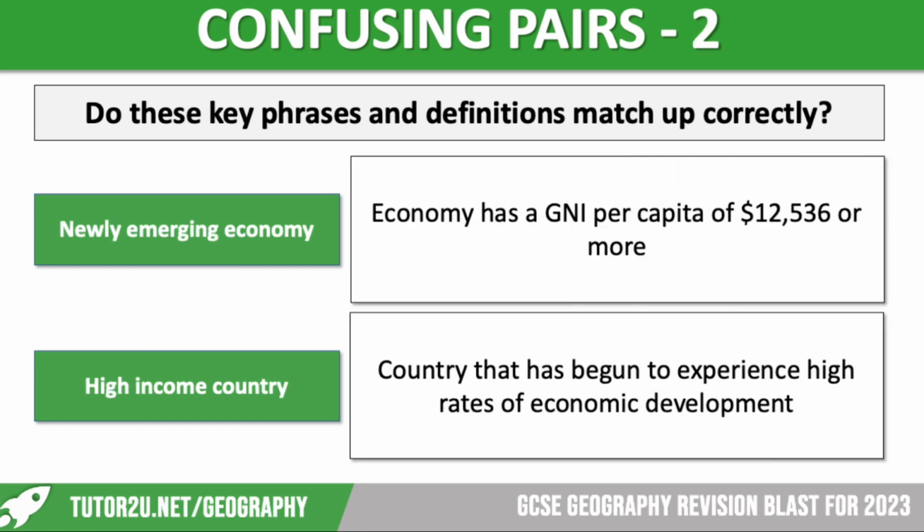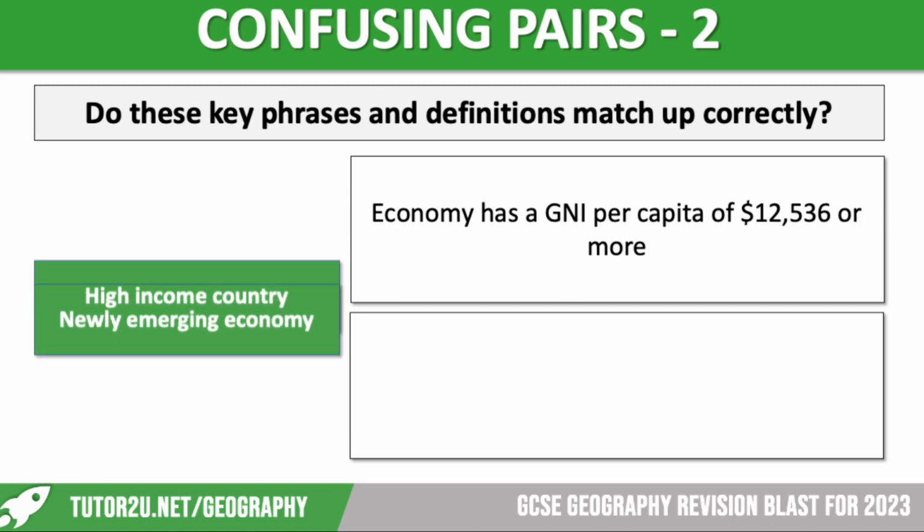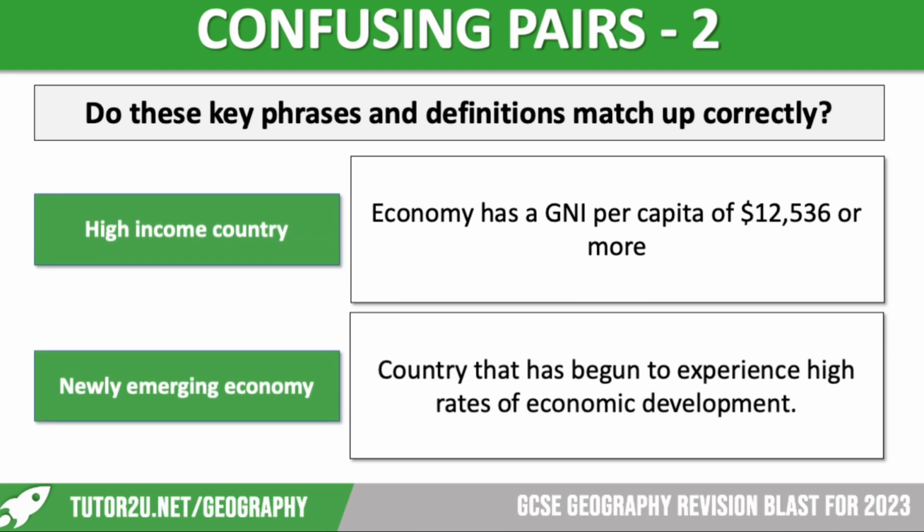Right, number 2. Newly emerging economy: economy has a GNI per capita of 12,536 or more. High income country: a country that has begun to experience high rates of economic development. Now, are they correctly matched up this time? Okay, what do we think? Yes or no? Let's reveal. No, they were the wrong way round.